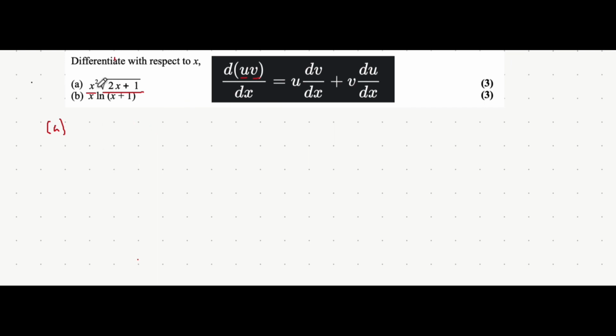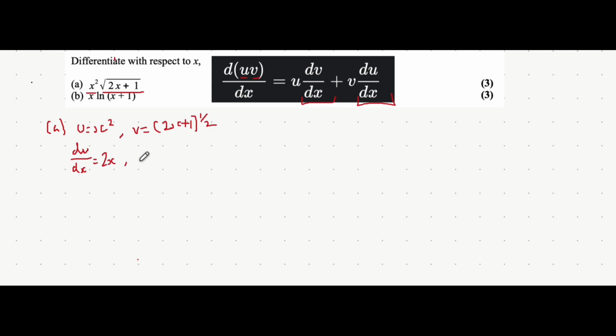So we call one of the functions u, which is x squared, and the other function, root 2x plus 1, v. Let's call that 2x plus 1 all to the power of a half. You'll see why that helps later. Before you do the rest, we see that on the right hand side of the equation there's dv dx and du dx, so you want to find those. du dx is what you get when you differentiate u with respect to x, which is just 2x.